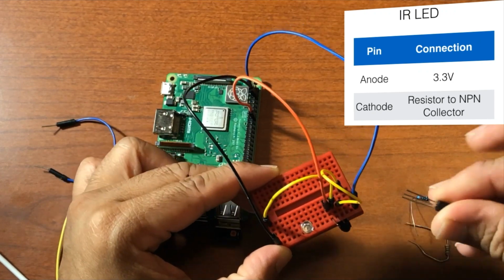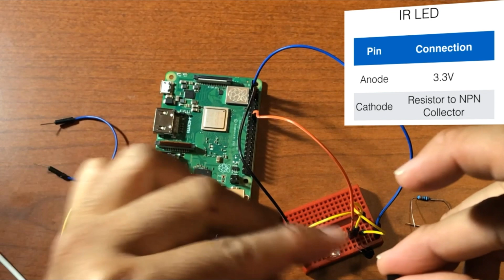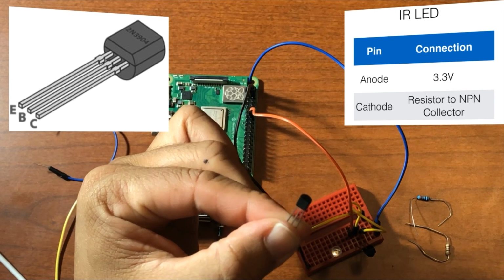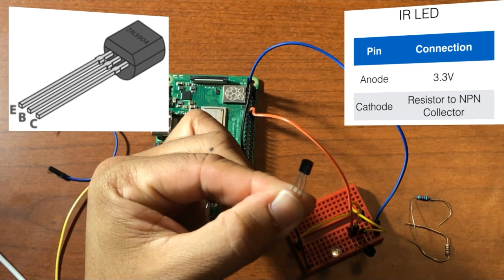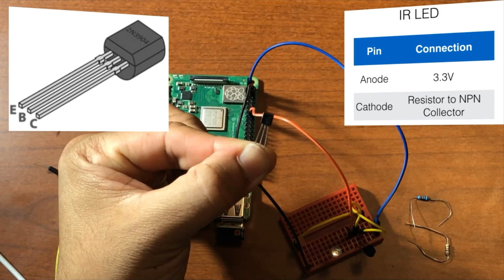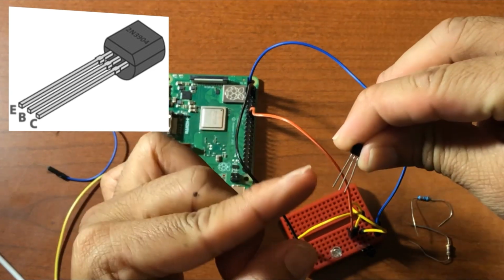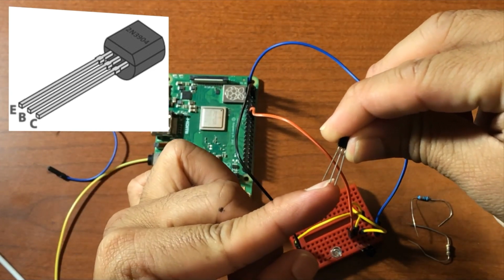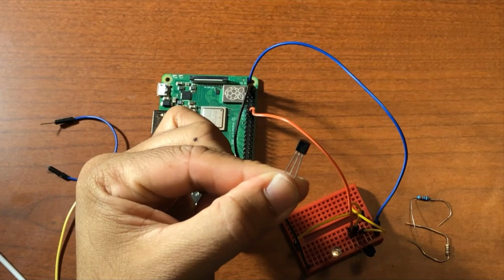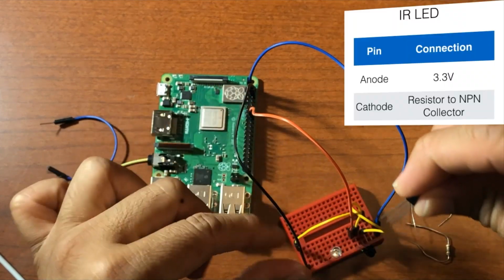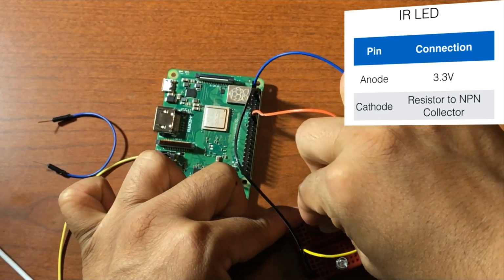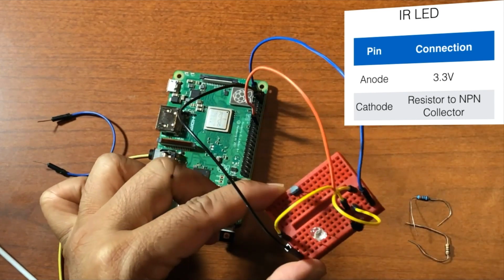Next to our IR LED, we're going to have our NPN transistor. And for the schematic for our transistor, when it's oriented like this, with the flat side facing us, the leftmost pin here is the emitter, the middle pin is the base, and the right pin is the collector. So you just have to be mindful of that when you're connecting it to the circuit. So I'm going to connect the transistor on this side of the breadboard.